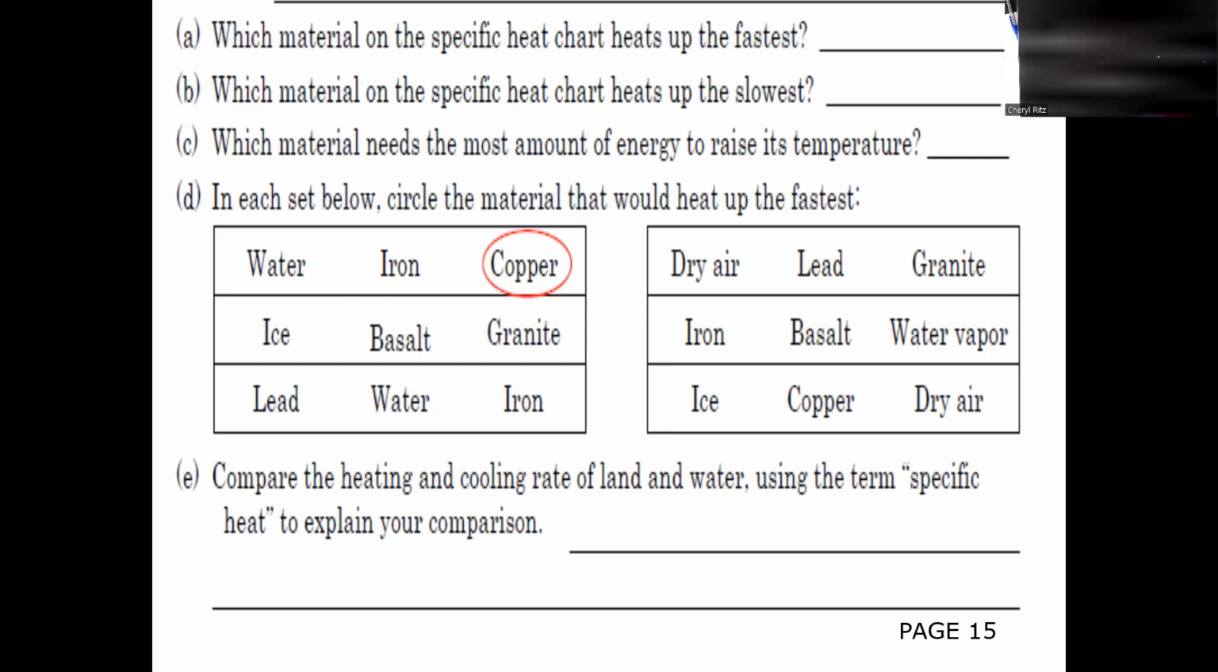Now, D is just a little bit different. In each step below, circle the material that would heat up the fastest. So I already did the first one for you. Water, iron, and copper. Why does copper heat up faster? Because it takes less energy.